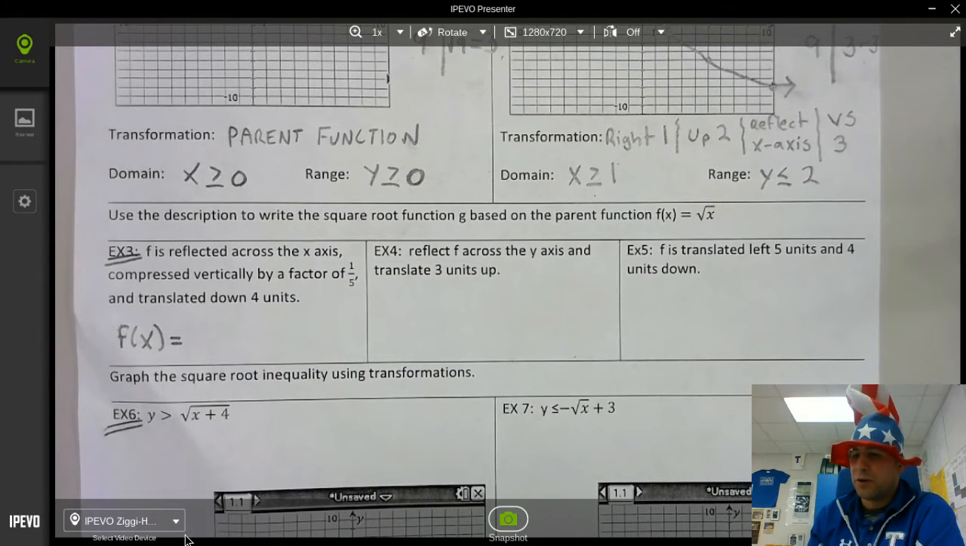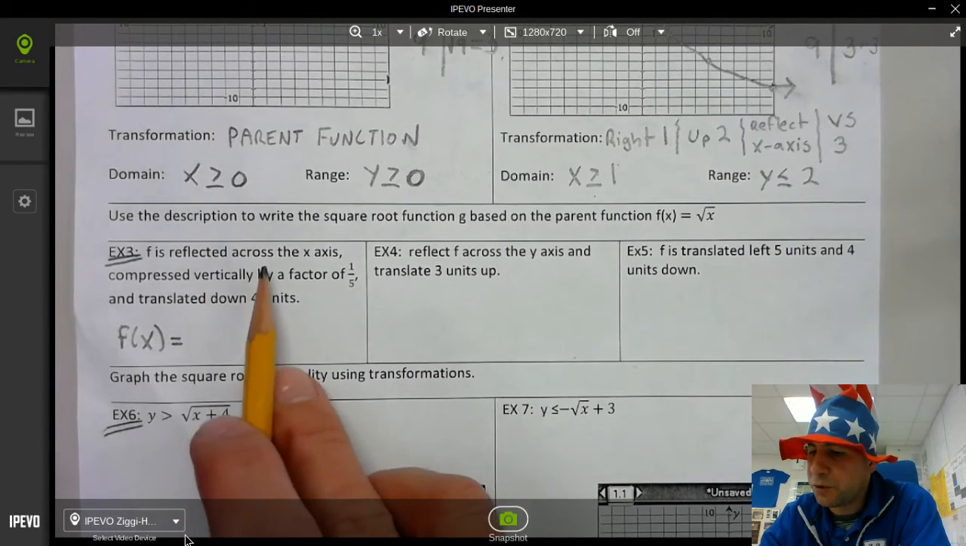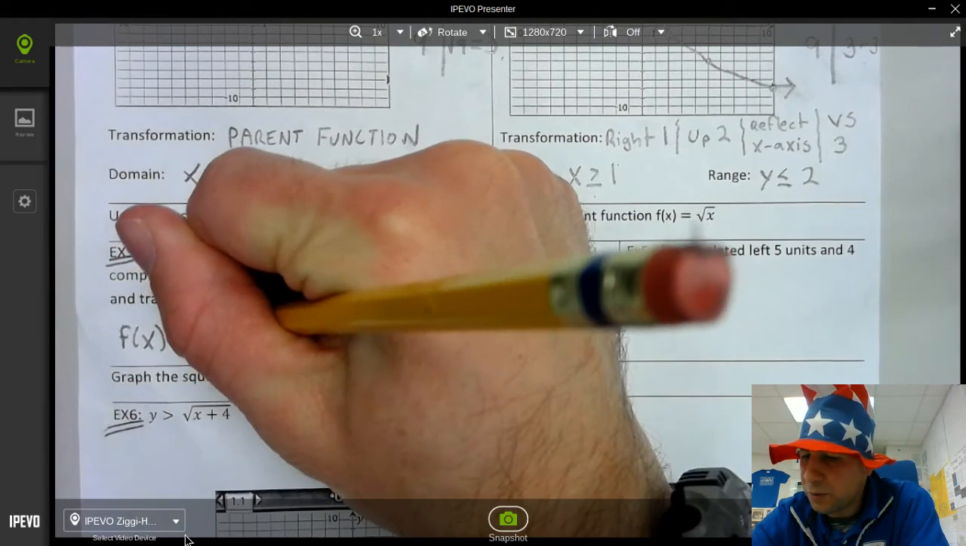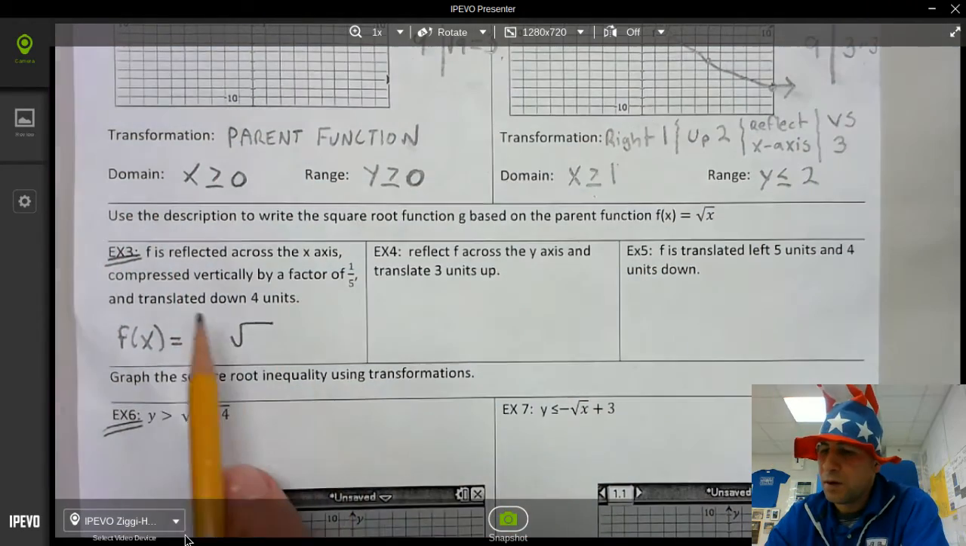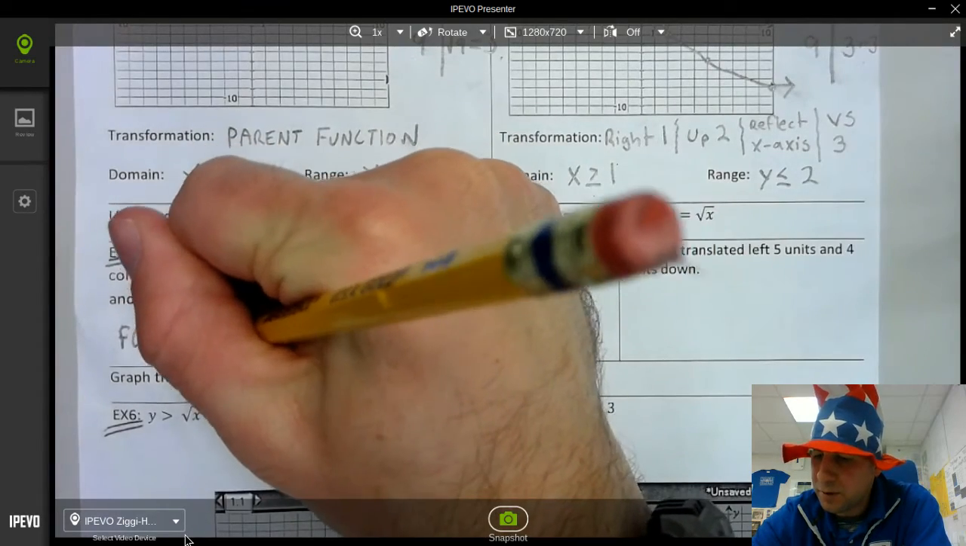All right. So I'm assuming that you've paused. Now you've played. You're going to see if you did it correctly. So first things first, if it's reflected across the x-axis, there's a negative in front of the square root. Compressed vertically means the 1/5 is in front of the square root.